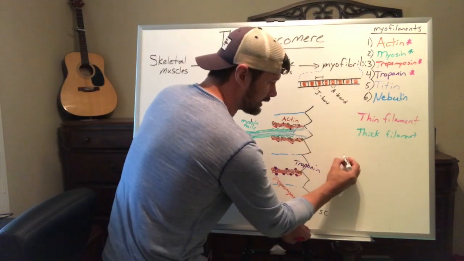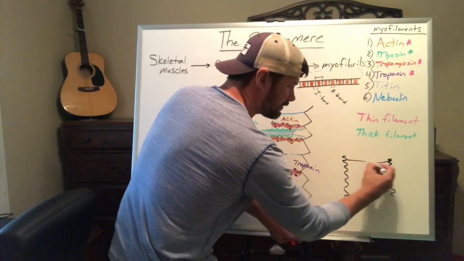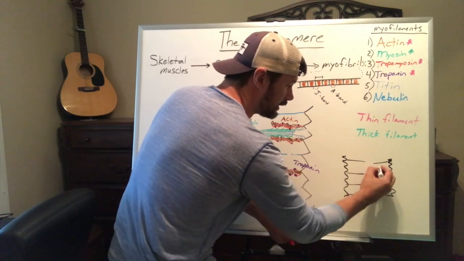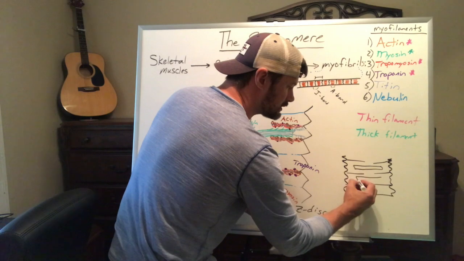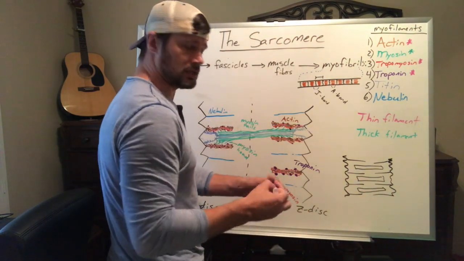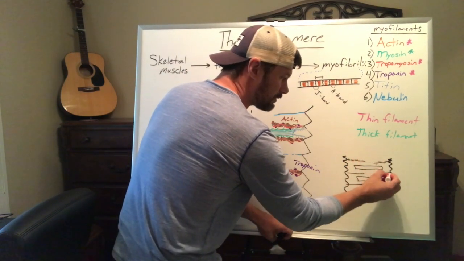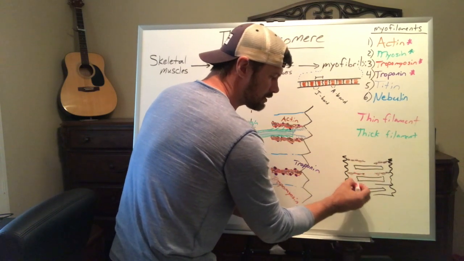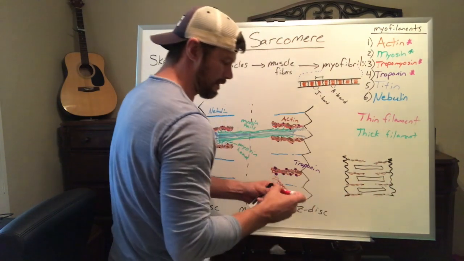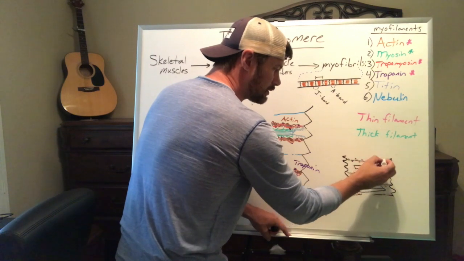Now we've got Z-disc, Z-disc, thin filament, thin filament, thin filament, thin filament, and a thick filament in the middle of each one of these. You don't need to draw them in. Then maybe grab a different colored marker and wrap it around; that's your tropomyosin. Then you drop your troponin in there with little dots.